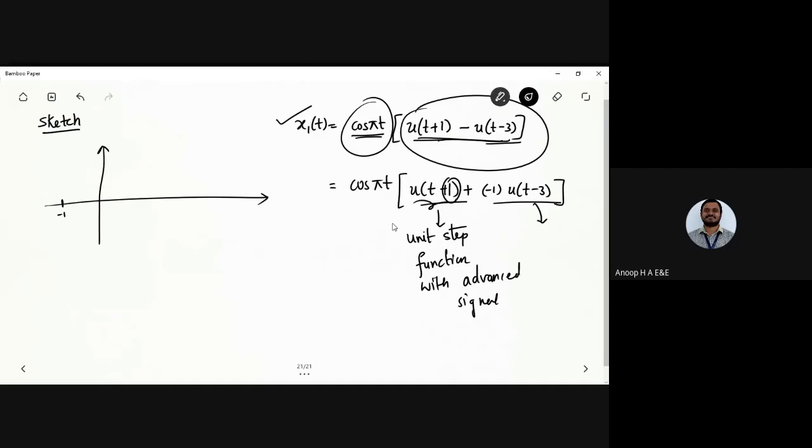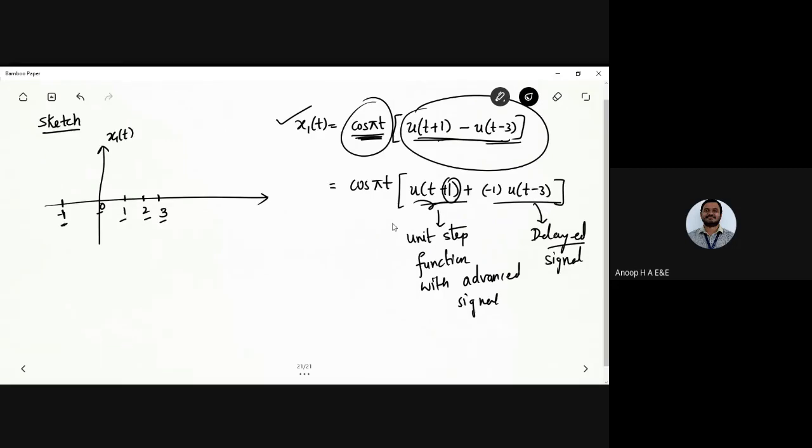I have u of t minus 3 which is being multiplied with minus 1. Okay, so u of t minus 3, it's a delayed signal, again a unit step function. It is a delayed signal, where you are going to have 3 units towards the right. So only in this domain, from minus 1 to 3, you can sketch cos pi t, right? So 0, this is 1, this is 2. Later you are going to have minus 1 on the left hand side. So 0, 1, 2, 3, and this one is minus 1.